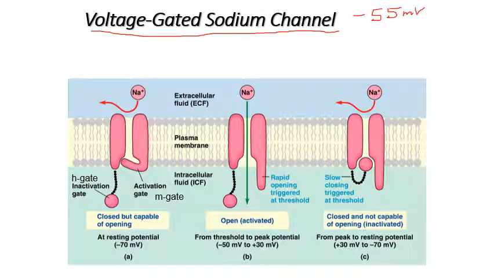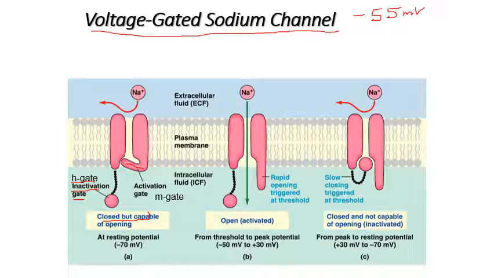And what happens? Let's look at the sodium channel. The sodium channel looks a little bit different than the voltage gated potassium channel because it has this activation gate and it has this inactivation gate, this H gate. Okay. And so you can see in this state it is closed, but it is capable of opening because once this activation gate opens up, then sodium can rush in.